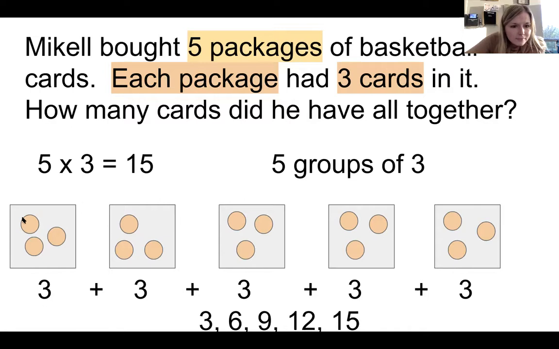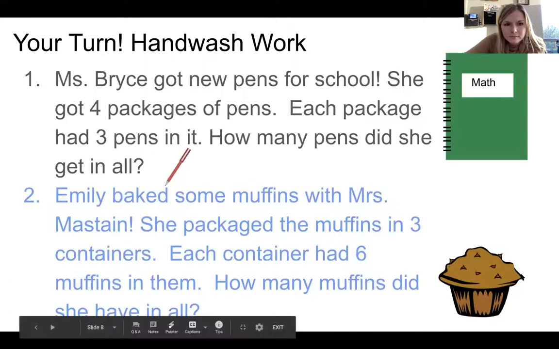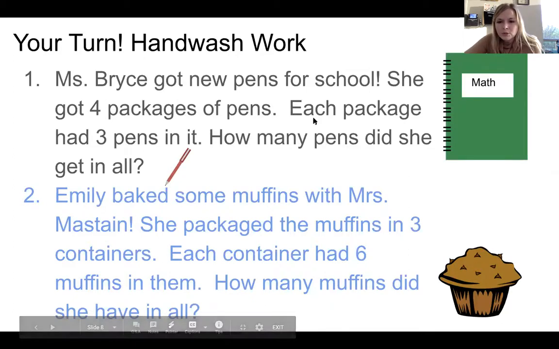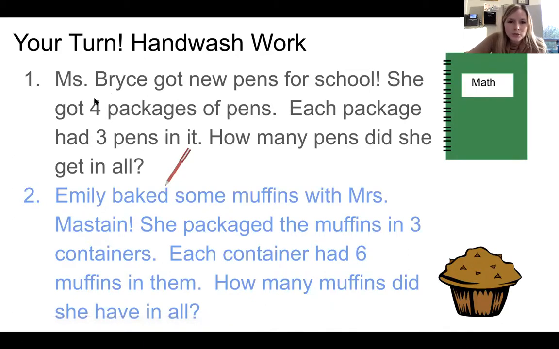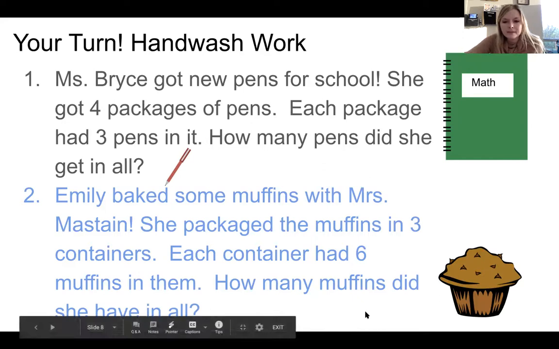Here's my model. Here's my repeated addition, and here's my skip counting. We did these problems yesterday. You were supposed to look to find those words, packages or each package. You were supposed to read these for meaning. It's easy enough to memorize multiplication equations, but you're looking for meaning in them and meaning with them.